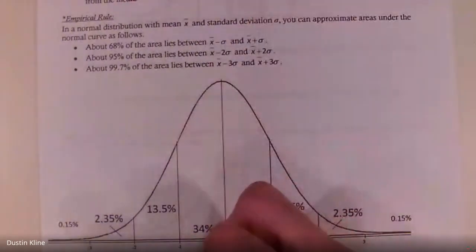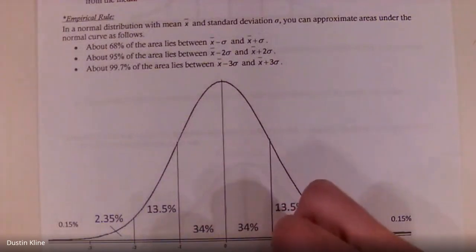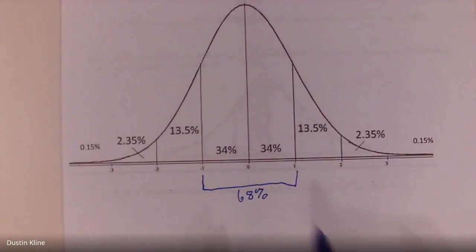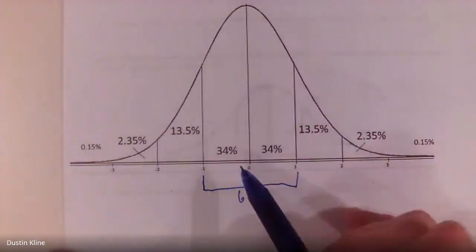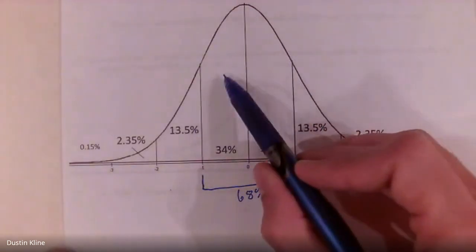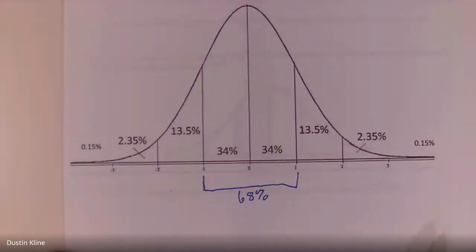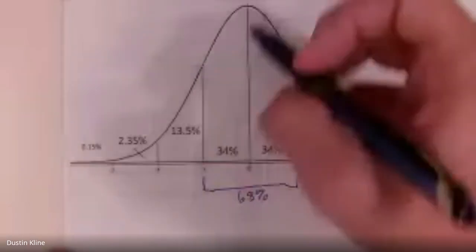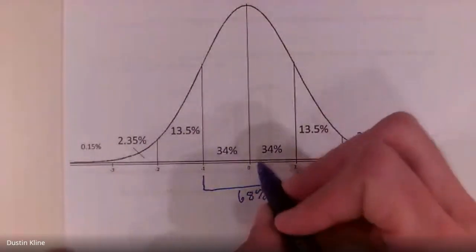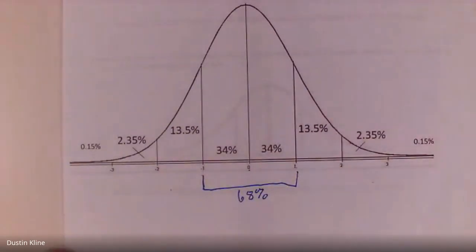68% of our data falls within 1 standard deviation of the mean. And because we know the curve is symmetric, if 68% falls within 1 standard deviation, each of these spaces will carry half of that, right? So 34% in this space from the mean to positive 1 standard deviation, and then 34% of the data in this space from the mean to a negative 1 standard deviation.